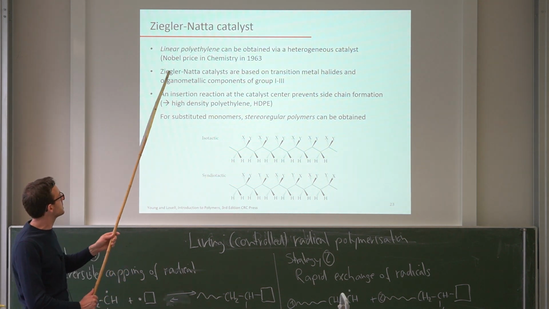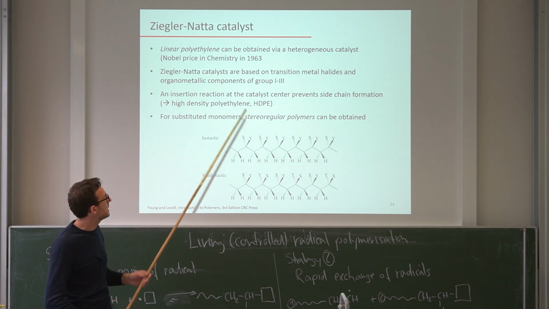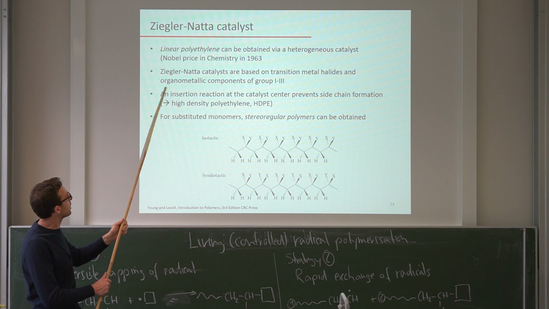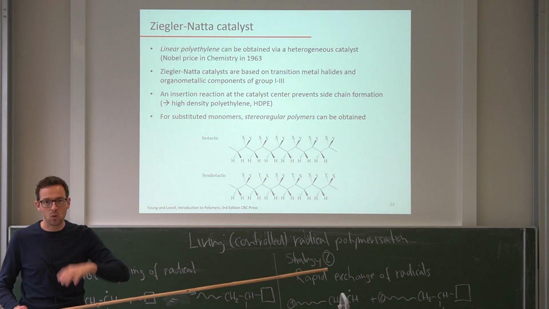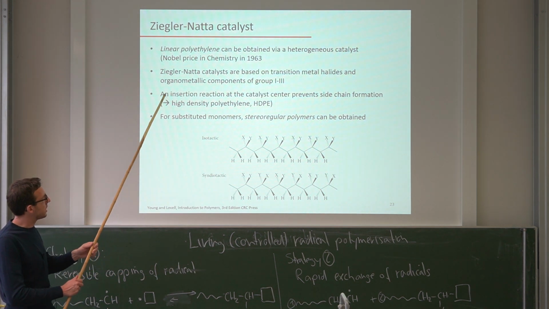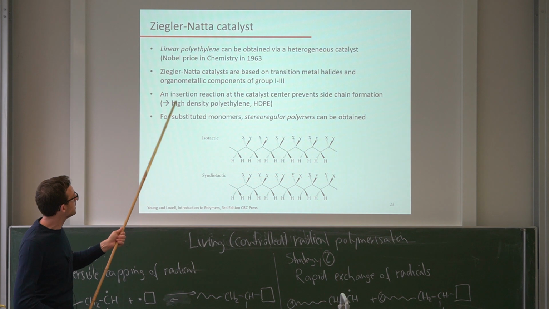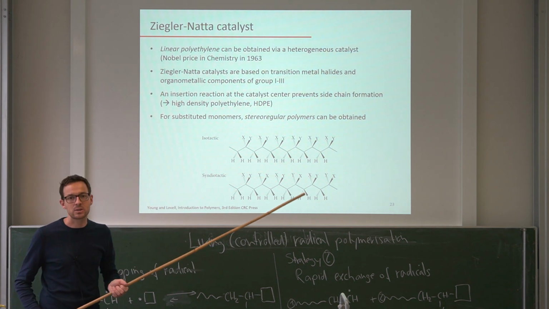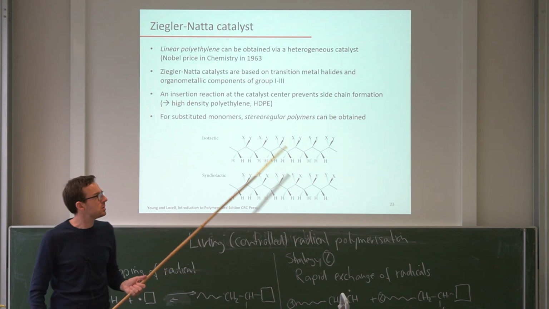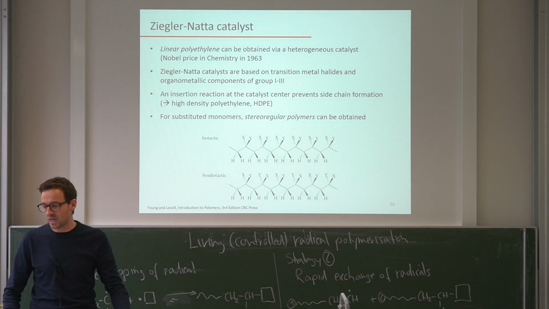And this Nobel Prize went to Ziegler and Natta for the development of this process. And what they use is transition metal halides and an organometallic component. And we'll go into details in a second. And this changes the way the polymer is formed completely. And this is known as an insertion reaction at the catalyst. And this, as we will see in a second, prevents side chain formation. Hence, we can make high-density polyethylene or HDPE.